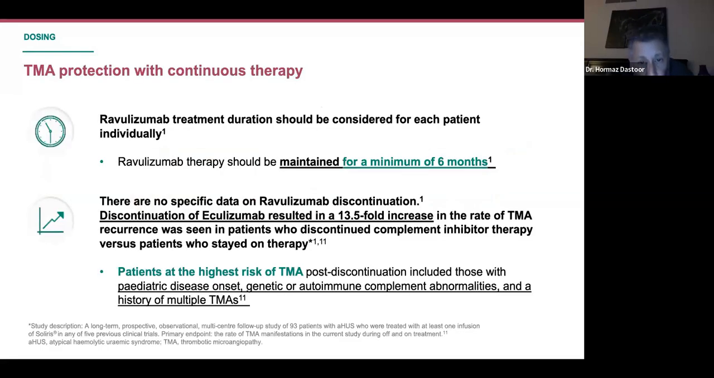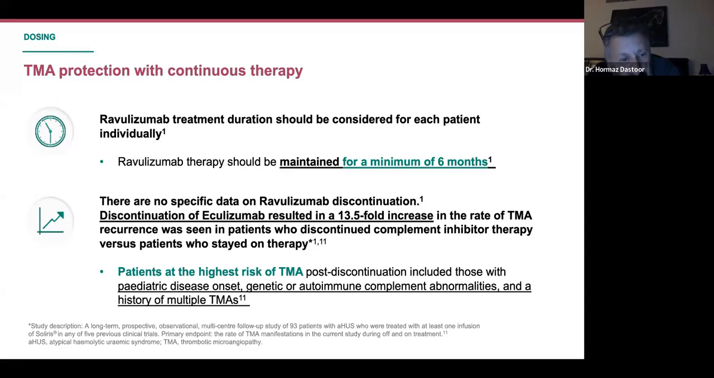Now, the question is, how long do we give this therapy? We know that these patients have an underlying genetic mutation, and sometimes there is a recurrence of the disease. What is important to note is that certain genetic mutations, especially mutations of complement factor H, have a high incidence of recurrence and are very severe. So perhaps you need to give them either lifelong therapy or at least one year of therapy before you can contemplate stopping these drugs.